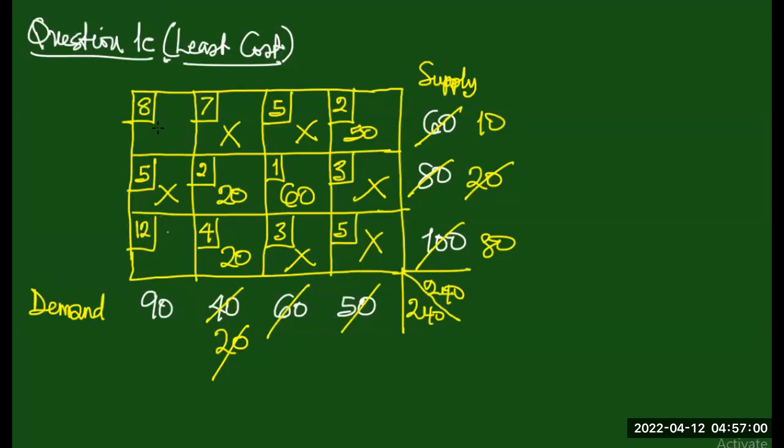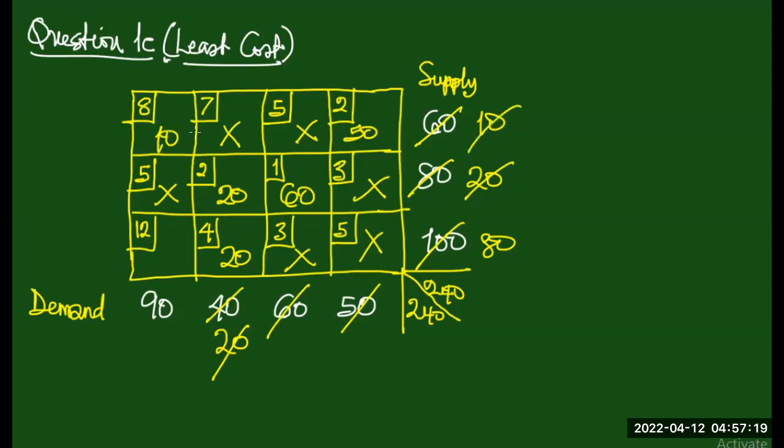I think we have 2 left. 8 and 12. So we take 8. I will allocate 10 to 8. So 10 will be here. It means this is out.